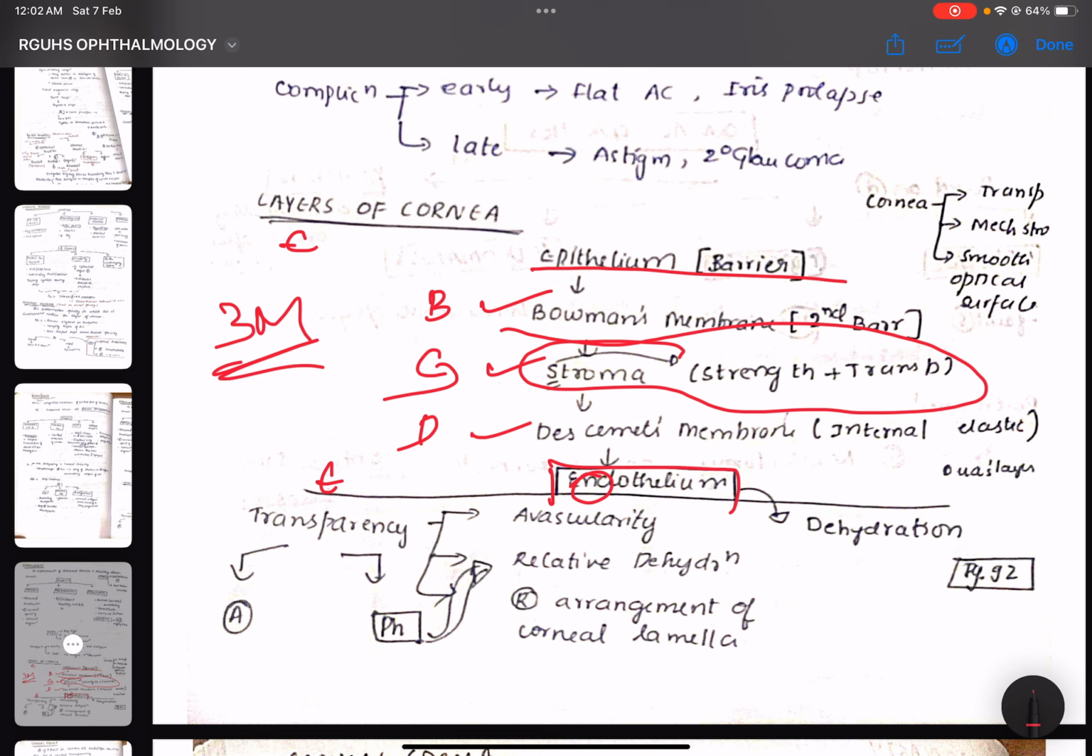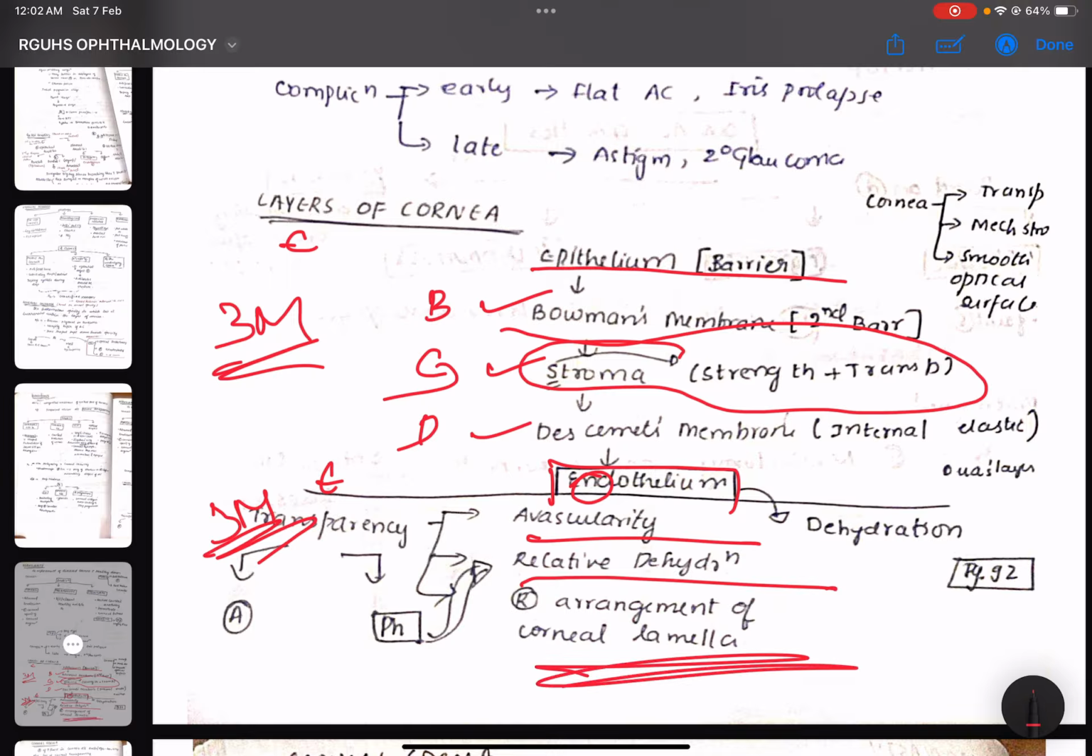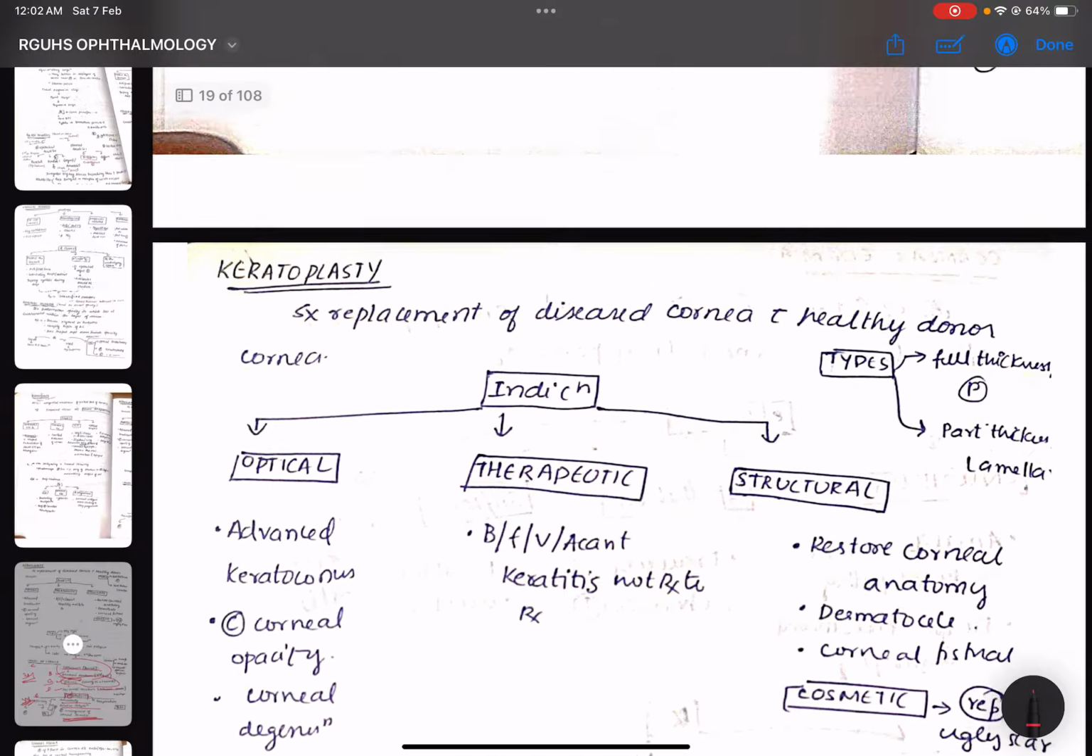Now they might ask you what the factors are which affect transparency. First divided into physiological and anatomical. Avascularity, relative dehydration, and the arrangement of corneal lamellae are the important things which cause transparency of the cornea. So basically, what is happening in an ulcer? These are the layers which are getting affected. And what is happening in the case of interstitial or deep keratitis? This is getting affected. What happens when you are doing a keratoplasty? Again, you will go here.